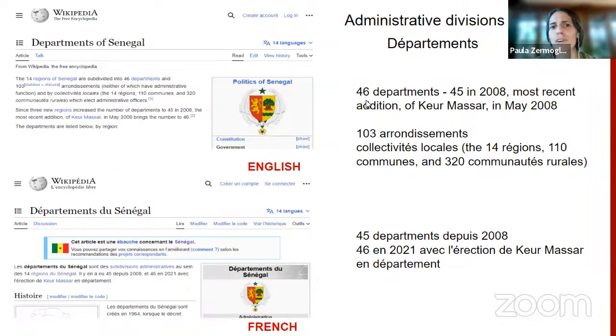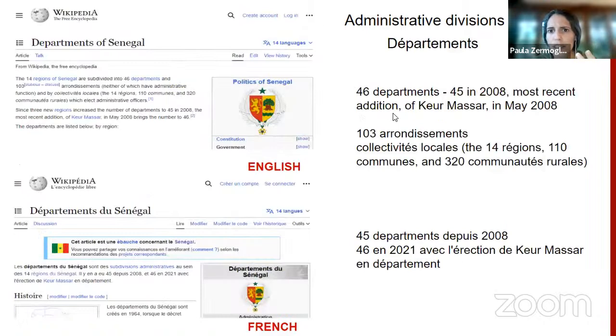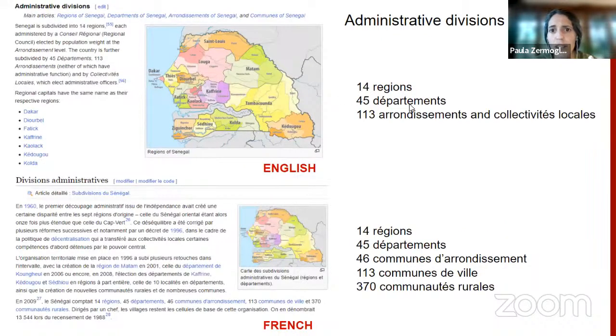It had 45 until 2008, but then they added another one. Okay, so what is this showing me? That even the English pages are not up to date, because this one said 45 and this one says 46. So this page is not updated.